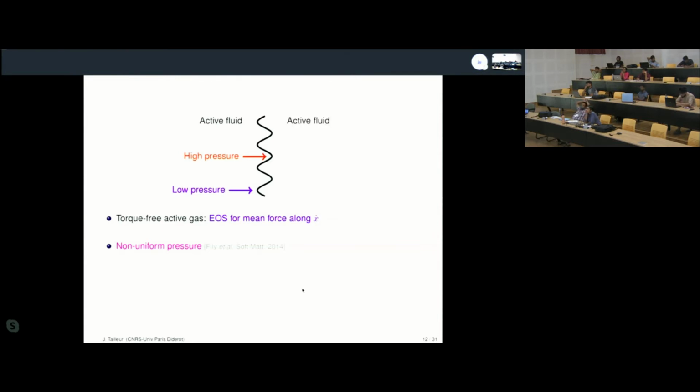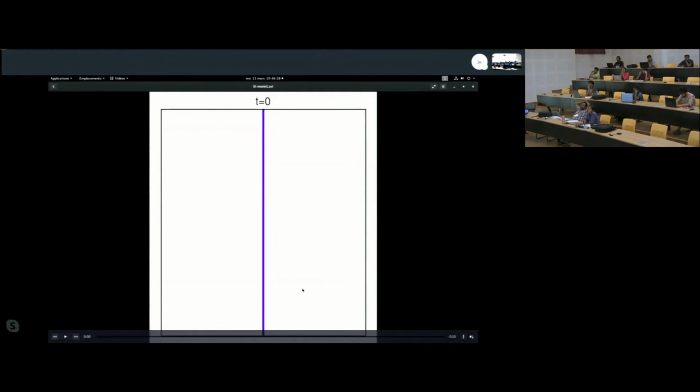take a situation in which you have an active fluid on both sides of this partition, what is a high pressure point from the left perspective is a low pressure point from the right perspective. So if this wall is not hard but flexible, this can drive an instability. And indeed, here you see a simulation in which you have a purely elastic line, a bunch of particles connected by springs. On the left and on the right, you have a dense gas of active particles that you don't see.